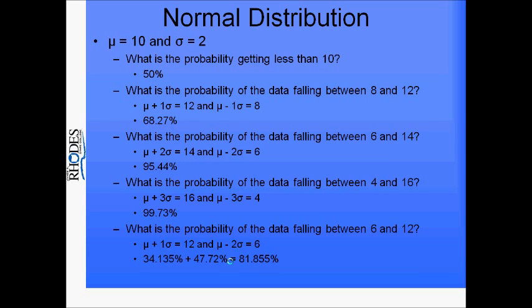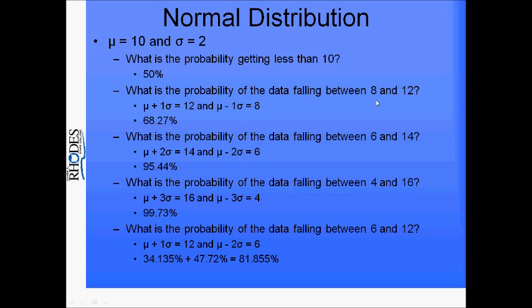Okay. Now, you won't always have a mean of 0, obviously, and you won't always have a standard deviation of 1. So I tried to make the numbers simple. A mean of 10 and a sigma of 2. What that will do, is what's the probability of getting less than 10? Well, 10 is your mean, so if it's less than 10, that's 50% of your data.